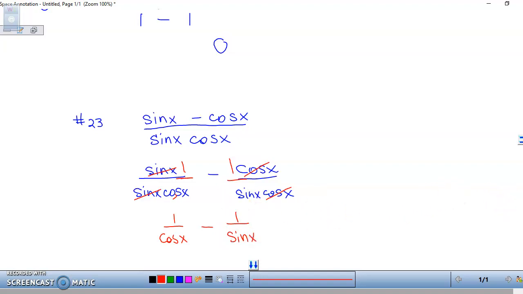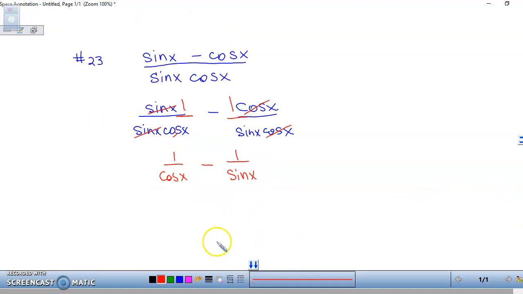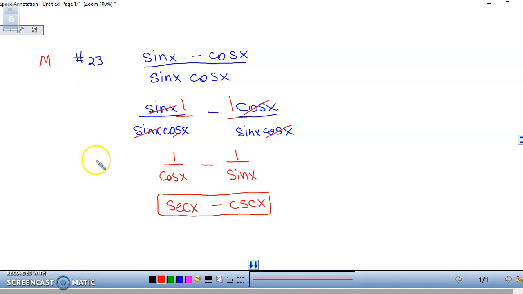And it just so happens that 1 over cosine x is equal to secant of x. This is one of our reciprocal identities. And 1 over sine of x just so happens to be equal to cosecant of x. So my final answer, now that I have simplified it down, no more fractions, I have secant of x minus cosecant of x. And that would correspond to M as our answer. So M is going to pair up with 23 on the back where you were doing your dot to dot.